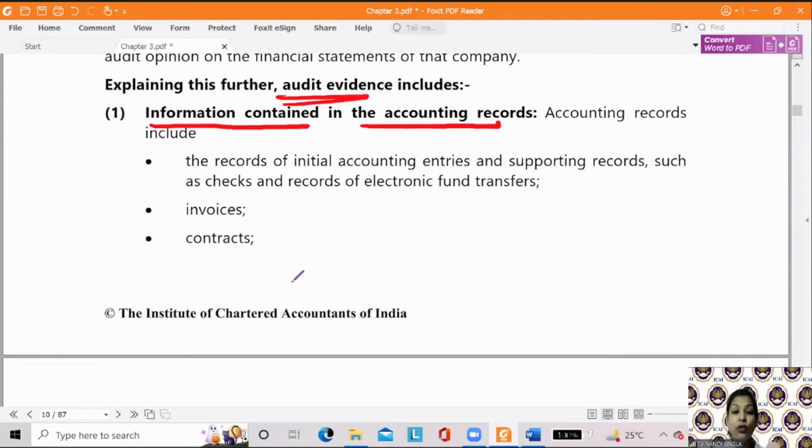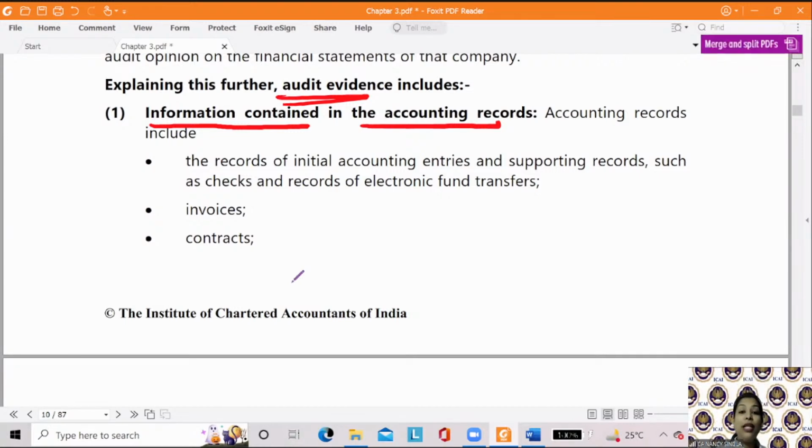Tell me, can I use minutes of the meeting as one of my audit evidence? For example, there has been an issue of share capital during the year. Can I use the minutes of the meeting whereby the resolution was passed as evidence that such issue of share capital is in compliance with the Companies Act 2013? Can I use that minute? So the answer is yes.